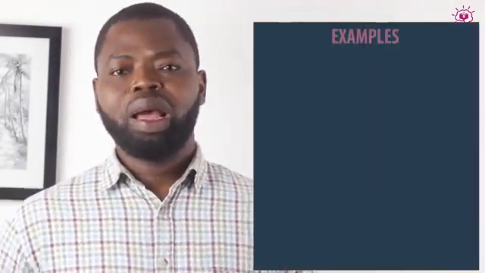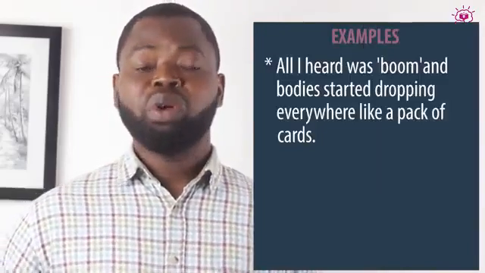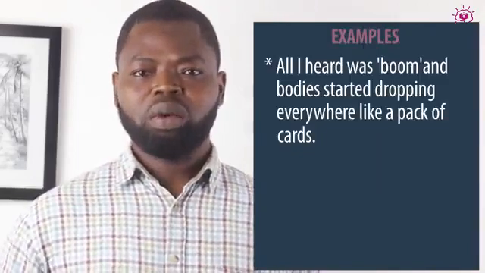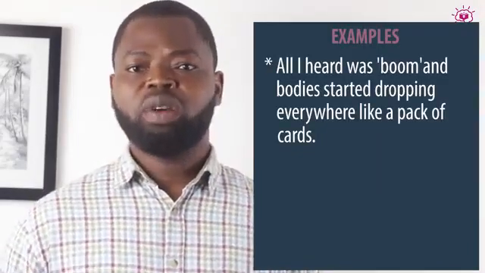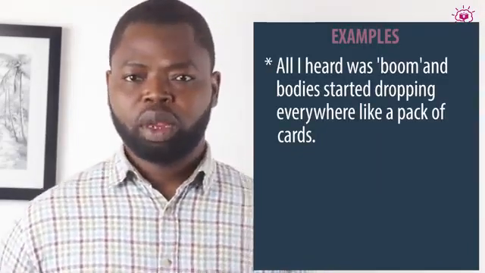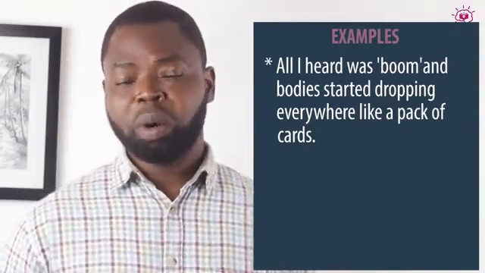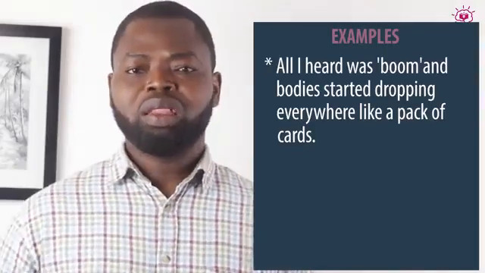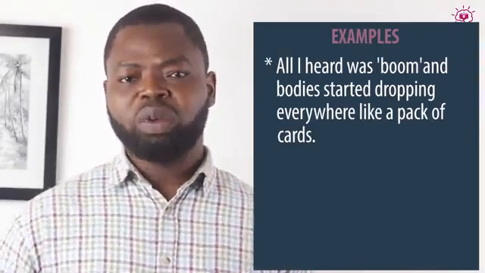Onomatopoeia is a figurative expression in which the sound that a particular thing makes is used to represent it. So, for instance, if I were to say, all I heard was a boom, and bodies started dropping everywhere like a pack of flies. Now, the boom there obviously represents an explosion. So the boom represents probably a bomb blast. And so other sounds are used to represent things.